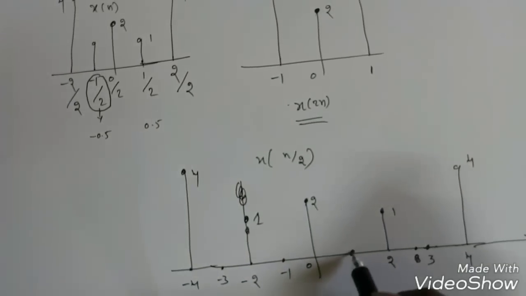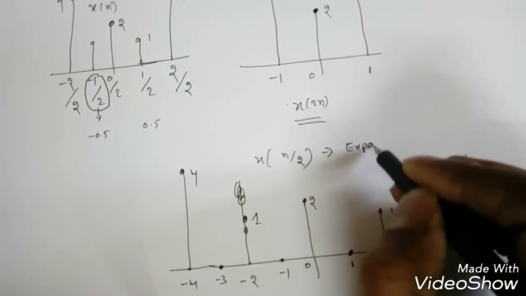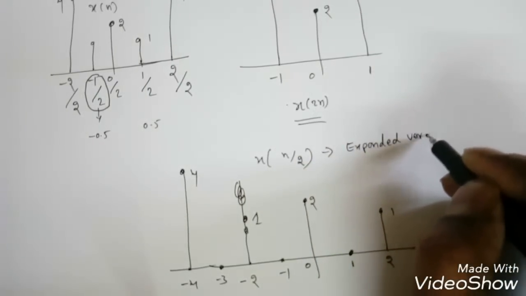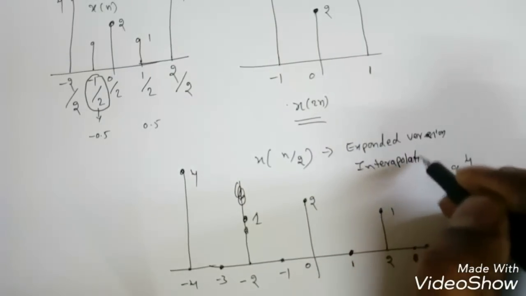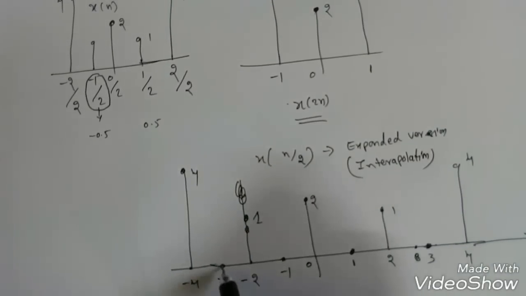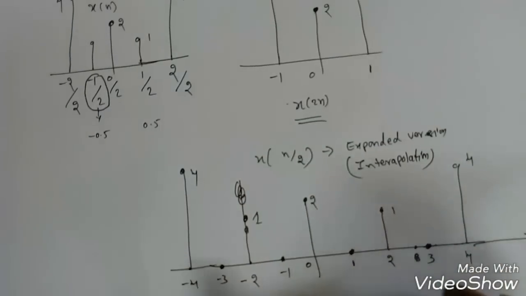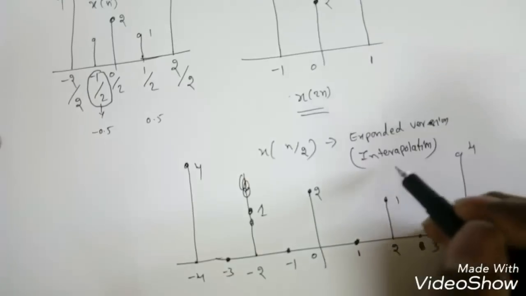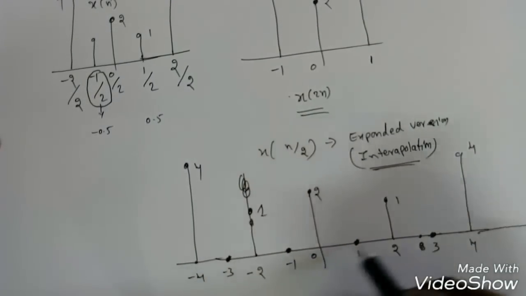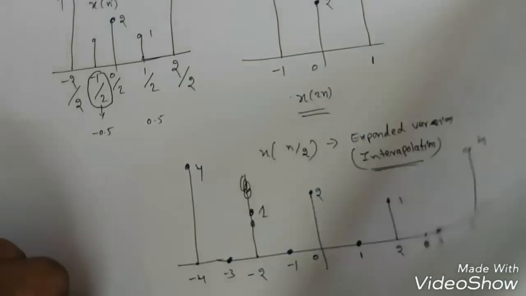Now here we are adding zeros, so this expanded version is sometimes called interpolation, right? We add zeros when we are expanding, that is when a is less than 1, so the total sequence expands itself. Here it is compressing itself. So interpolation means we need to add zeros at some integer values. So this is the time scaling concept. Next we will see the last one, time reversal. It's very simple.